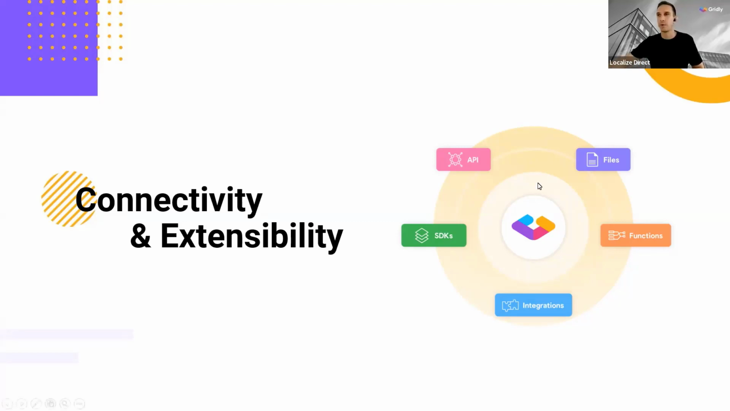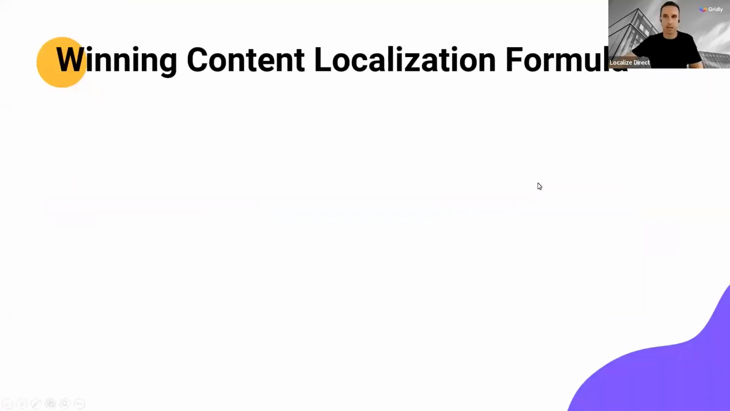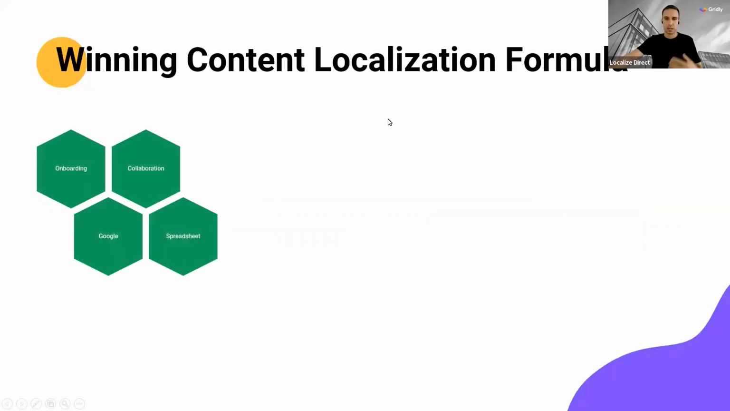So I'm going to wrap up quickly. What's the winning content localization formula? We have seen that people use Google Sheets, and why it is usually the first choice for game or app content localization. And there is nothing wrong with it. You can start quickly and you can leverage its benefits, but at some point, drawbacks will emerge. And at that point, you should start to manage your content.